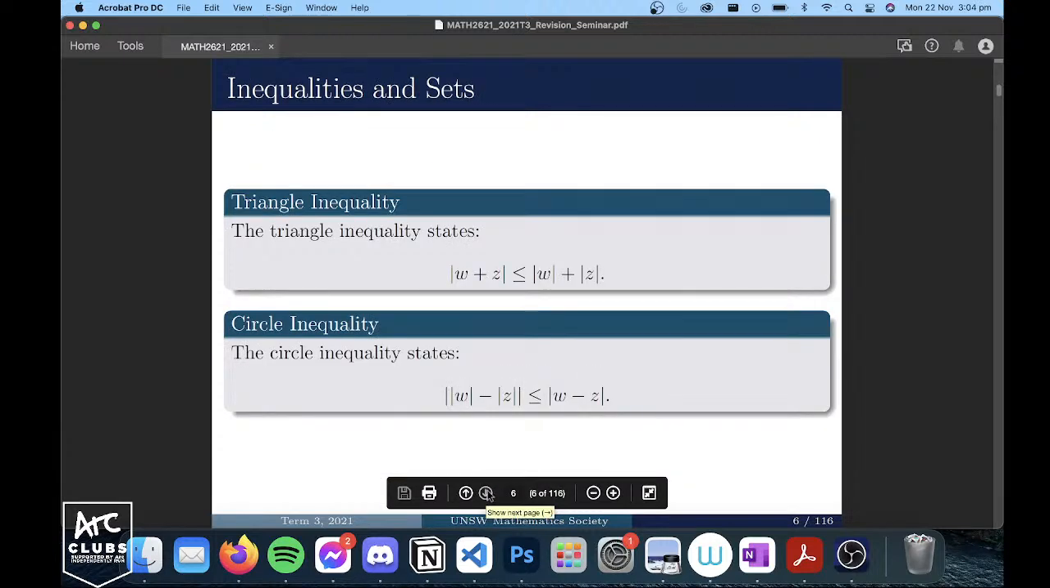Okay. And other basic stuff that we need to cover is the triangle inequality, as you can see here, and the circle inequality. This basically says that the modulus of the difference between two complex numbers is less than or equal to the difference of the two complex numbers exactly. Okay. And now we're just going to dive into some more complex analysis specific stuff.